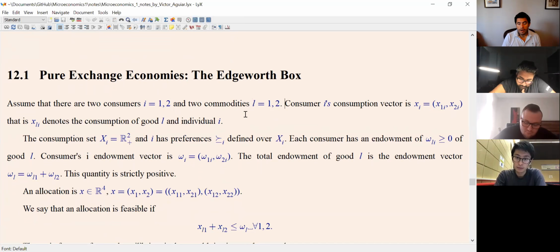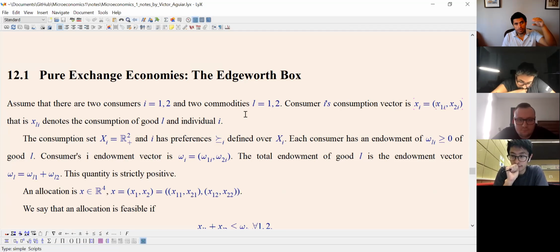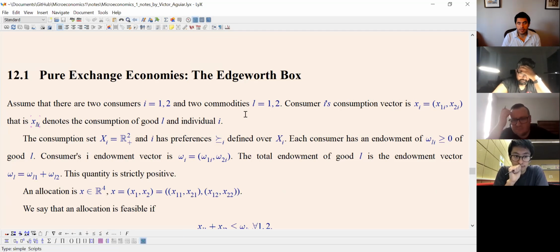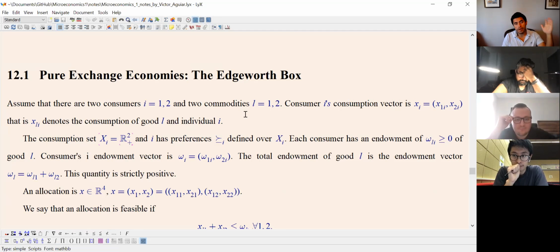Now consumer i's consumption vector is basically an array that is indexed by i. This is the Einstein notation. So when we remove one of the indexes, in this case l, it means that it is the vector in the other index. So here, for instance, we have a consumption of good 1 and good 2 of consumer i. And then, of course, we have this matrix of allocations, which is indexed by two indexes, l of goods and i of individuals.